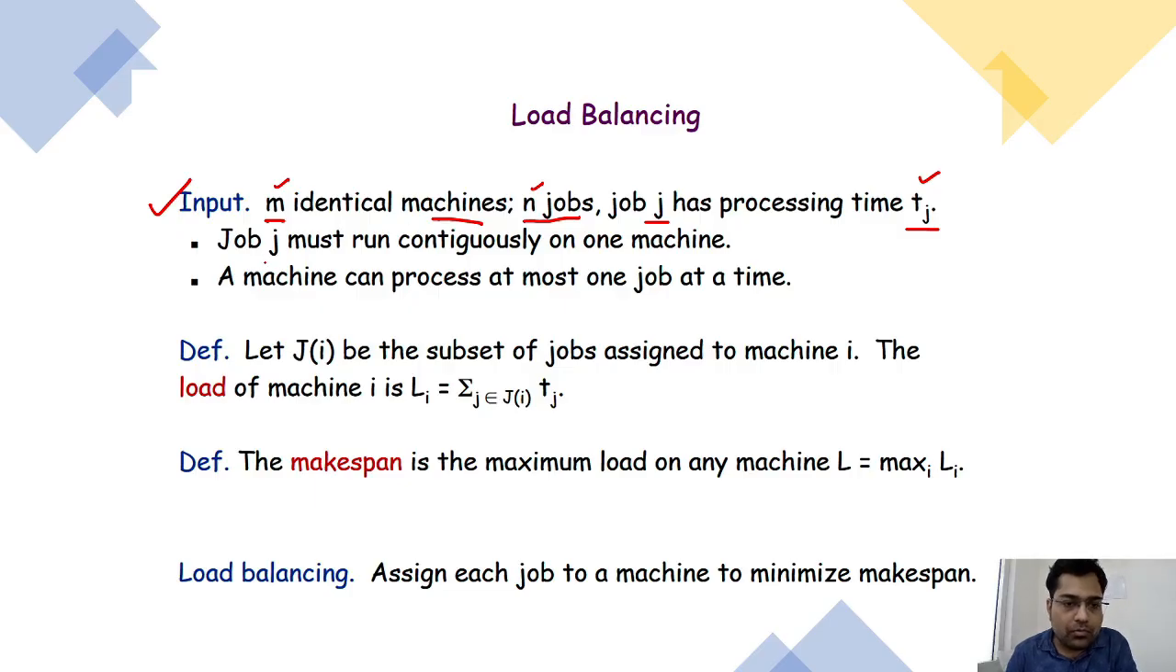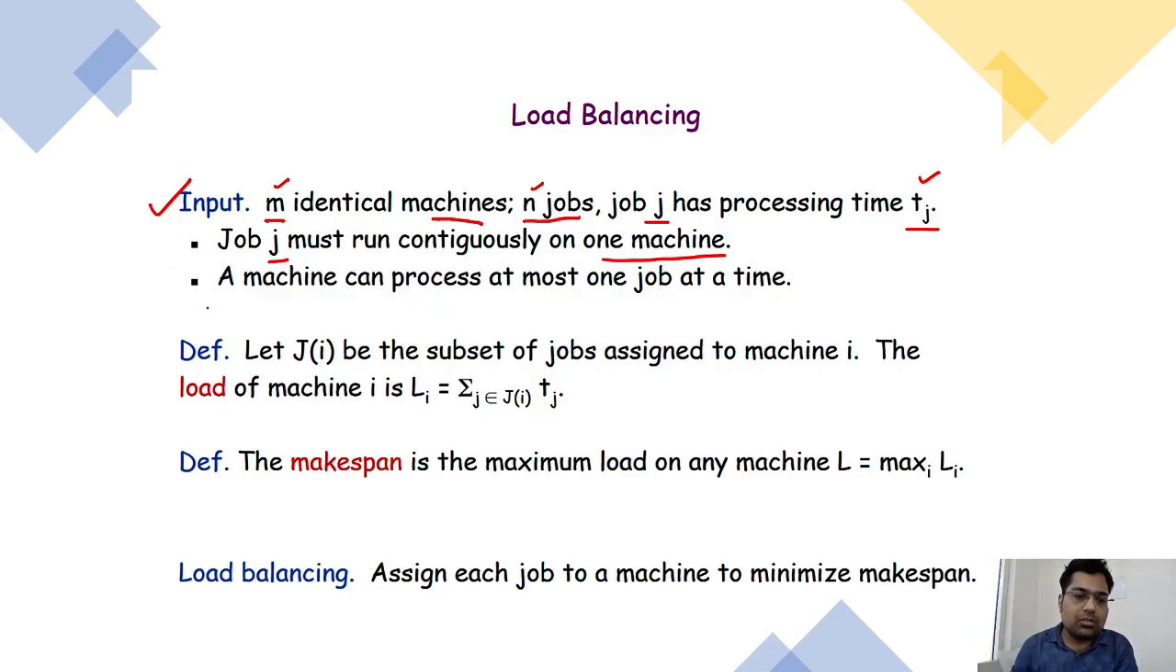Next, job J must run contiguously on one machine. As I told you earlier, we are not going to segregate it. Once a job is assigned, we give it to one machine. A single whole job will be given to one machine. We are not splitting the jobs into different parts or distributing them again.